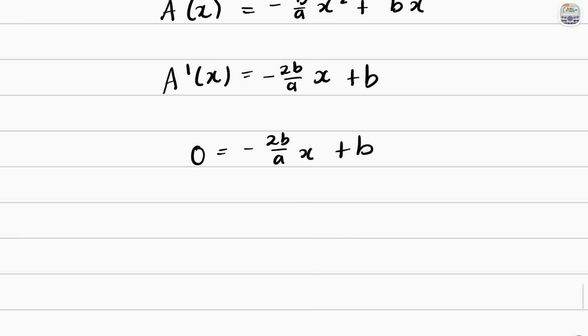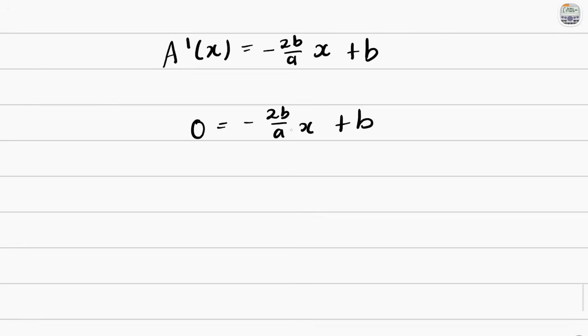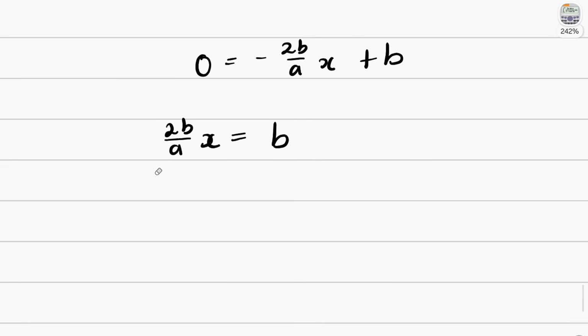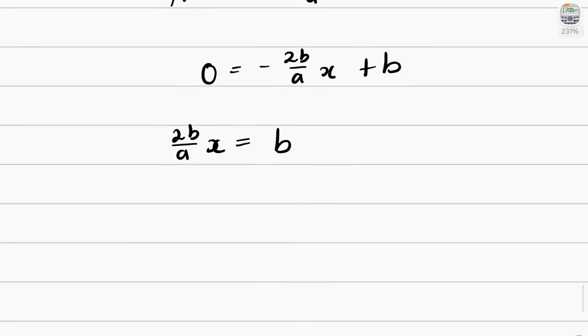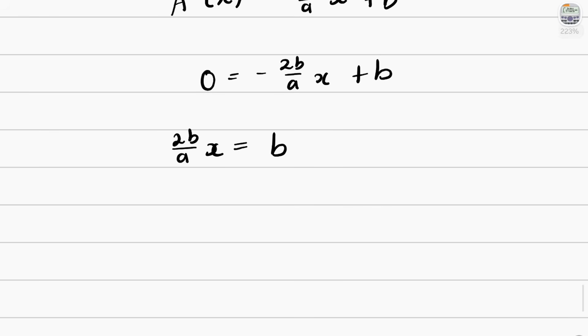Because right now we're just trying to find the x value at which this will have a maximum area. To find x, transpose the negative value, so that's positive 2b over a. x is equal to b. And then to get rid of this coefficient to solve for x, you can divide both sides, but you still have to sort it out here. It's variables, it's not numbers. So just multiply both sides by a over 2b.